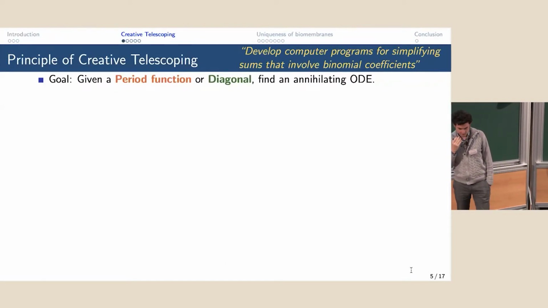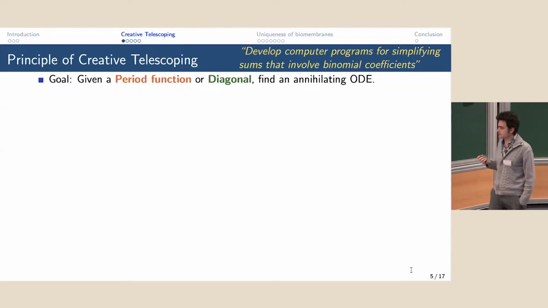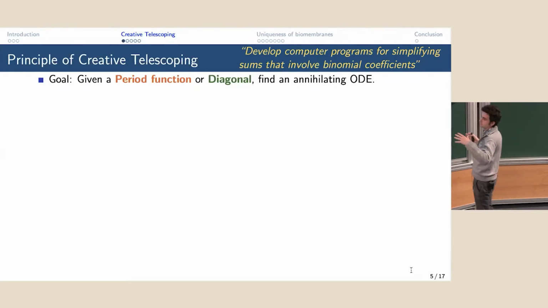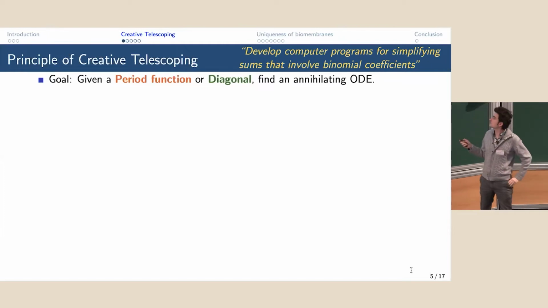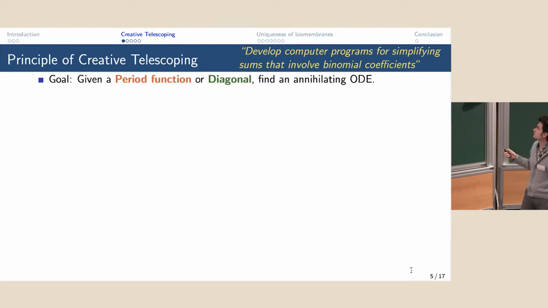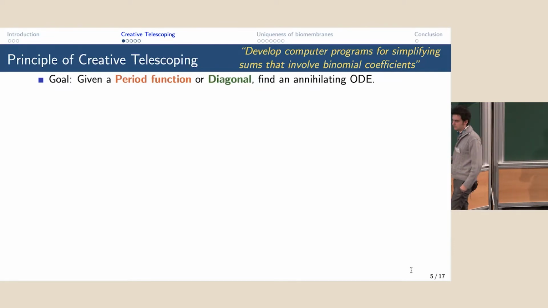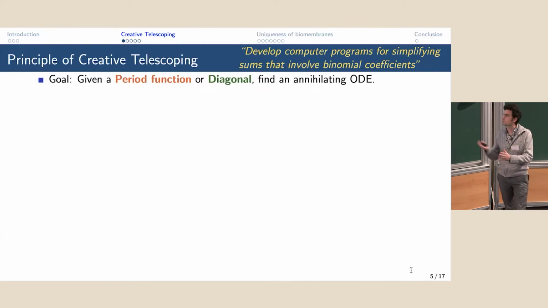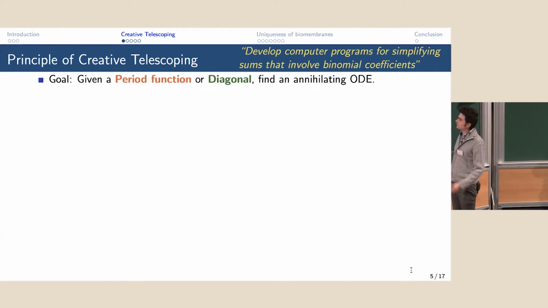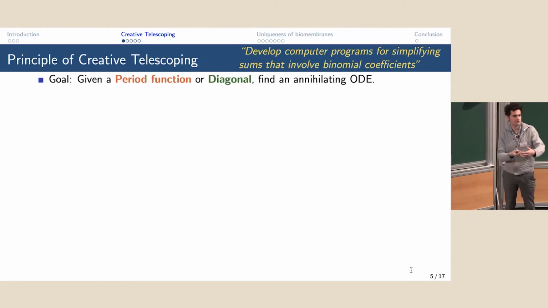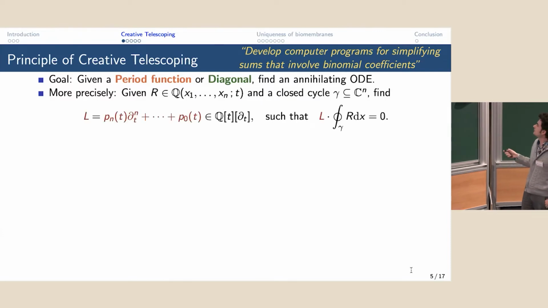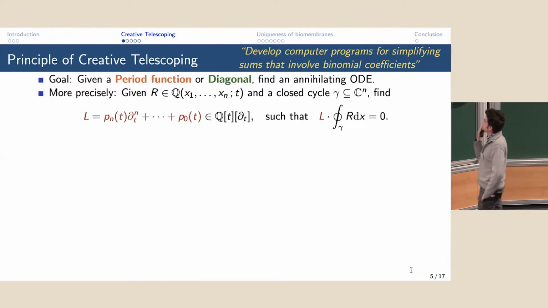And so my main point in this section is actually that creative telescoping can solve a variety of things, as we saw in the first slide. So the goal is, given a period function, or it will work for diagonals surely, and as we saw for special period functions as well, we want to construct the annihilating ODE. So we know that there exists one by the previous slide, but how to find it? We are just given a rational function, and we want an integration cycle. And now the question is how to find the annihilating ODE. So this is the more precise statement, as I mentioned.